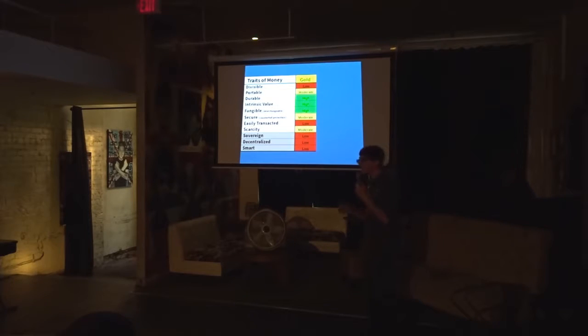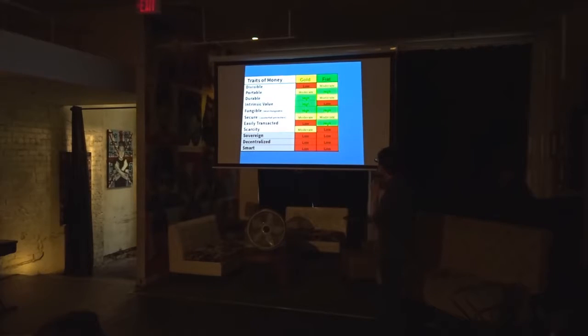Scarcity, it's fairly scarce, but the problem with gold is we don't actually know how much gold there is. A problem throughout history with raw metals has been that when all of a sudden you find a new source of this metal, the markets can fluctuate greatly. And of course, sovereign, decentralized, and smart, all low.